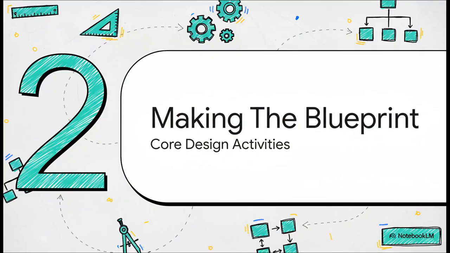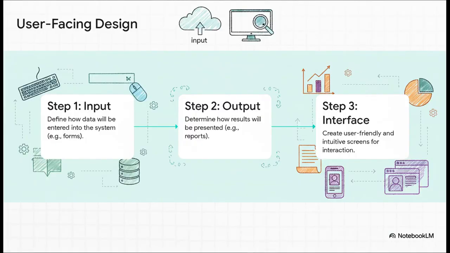So how do we actually create this blueprint? Well, it's not just one single step. It's a whole series of focused activities that build on each other to create a complete picture of the system. The first few steps are all about the user's experience. First, input design. How do people get information into the system? Like filling out a form. Next, output design. How do they get information out? Think of generating a report. And finally, interface design. How do they interact with the whole thing? This is all about making the screens clean, intuitive, and just easy to use.